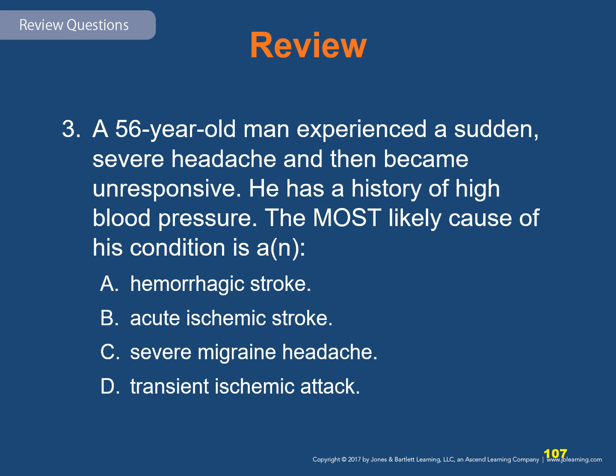Review question 3. A 56-year-old man experienced a sudden severe headache and then became unresponsive. He has a history of high blood pressure. The most likely cause of his condition is A, a hemorrhagic stroke, B, an acute ischemic stroke, C, severe migraine headache, or D, a transient ischemic attack. Think back, we talked about sudden severe headaches and history of high blood pressure.